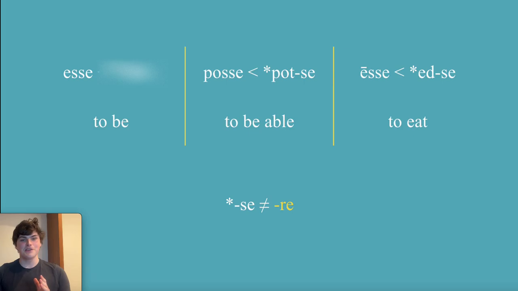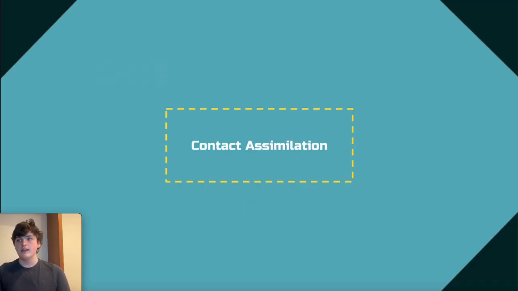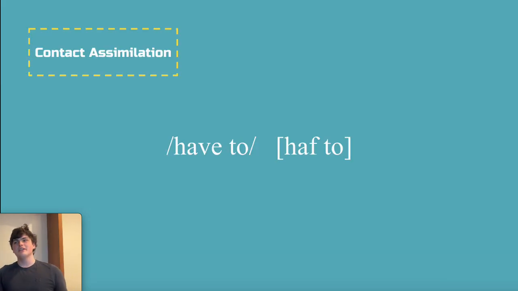Okay, so we've got the suffix -se, but that doesn't look like our regular infinitive ending, -re. Now we get into the phonetic process called assimilation. In this case, contact assimilation, where two sounds next to each other become more similar to increase the ease of articulation. In English, a great example of this is the sentence "have to."